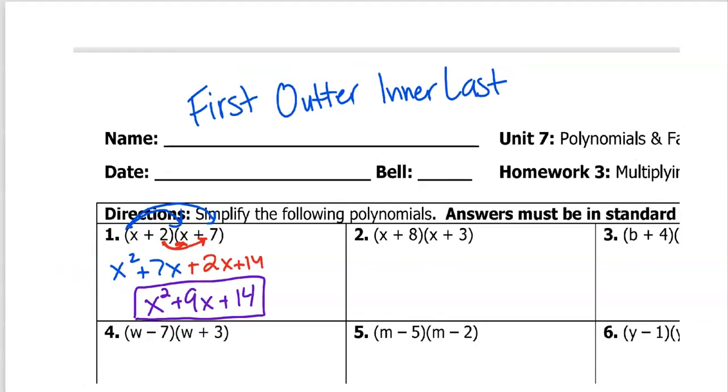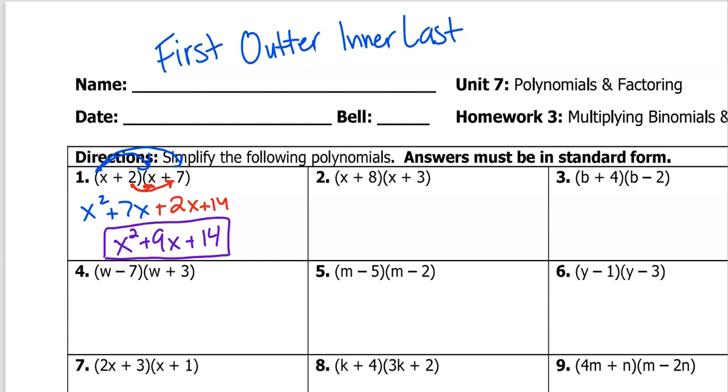Do you want to do 2 or 3? You want to do 3? Okay, you do 2. Calm down. You can do 2. You do number 2.